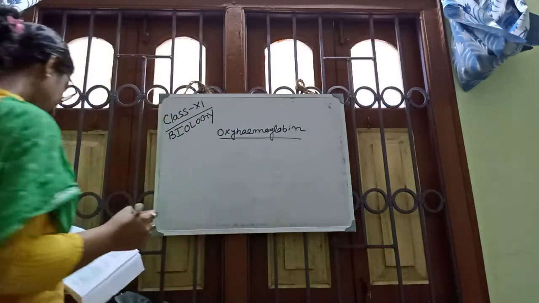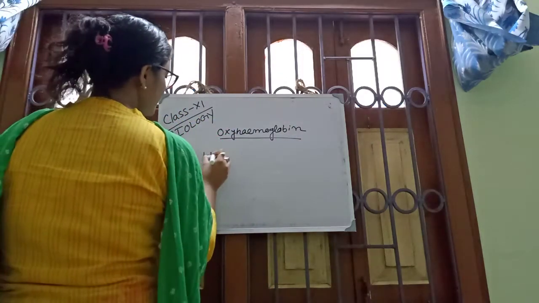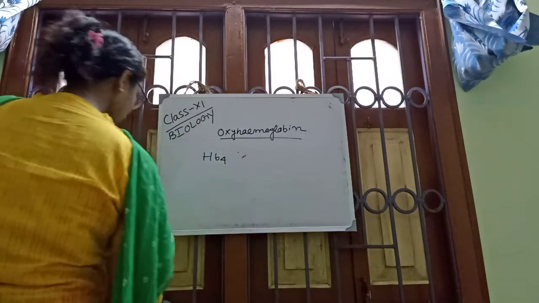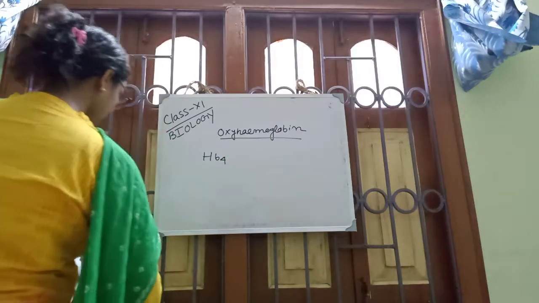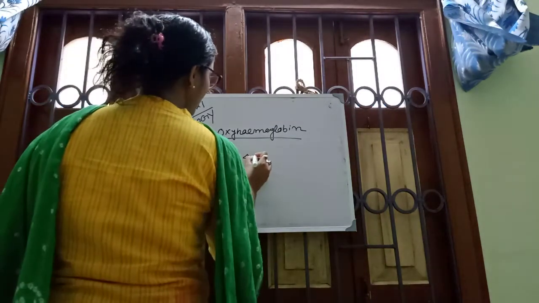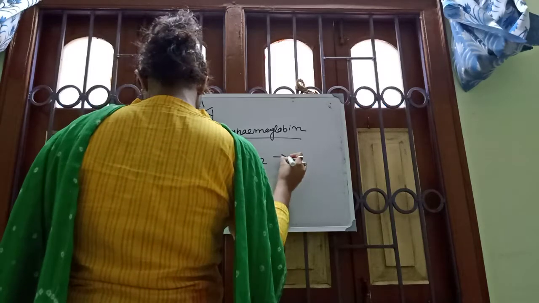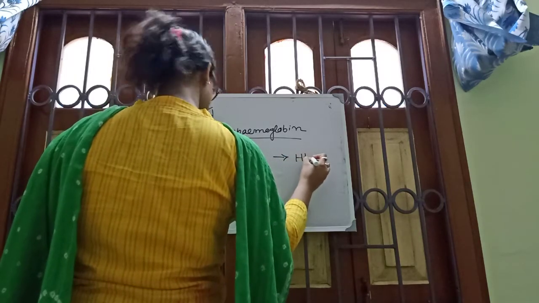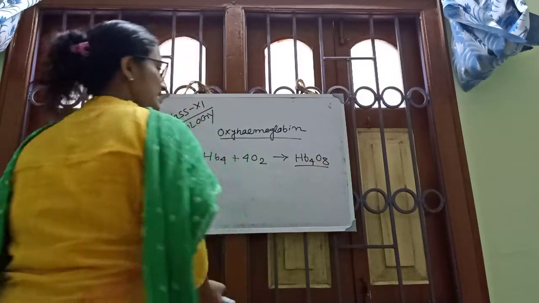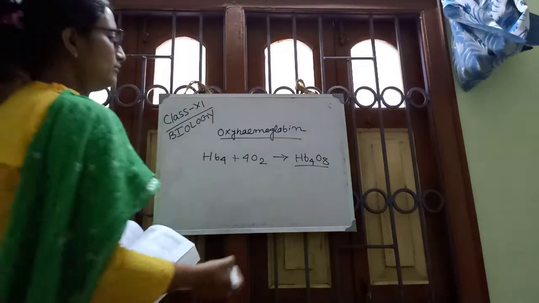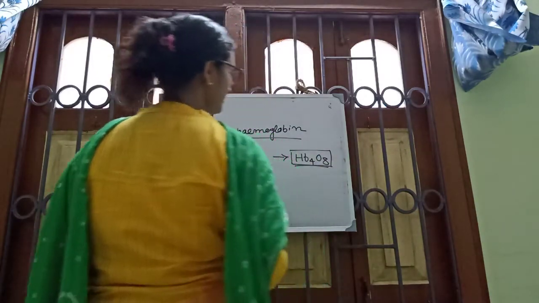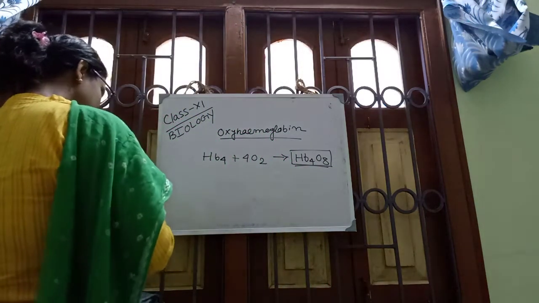To form oxyhemoglobin, the hemoglobin molecule, which has four rings, can bind four molecules of oxygen and form HbO8. This is the oxyhemoglobin.